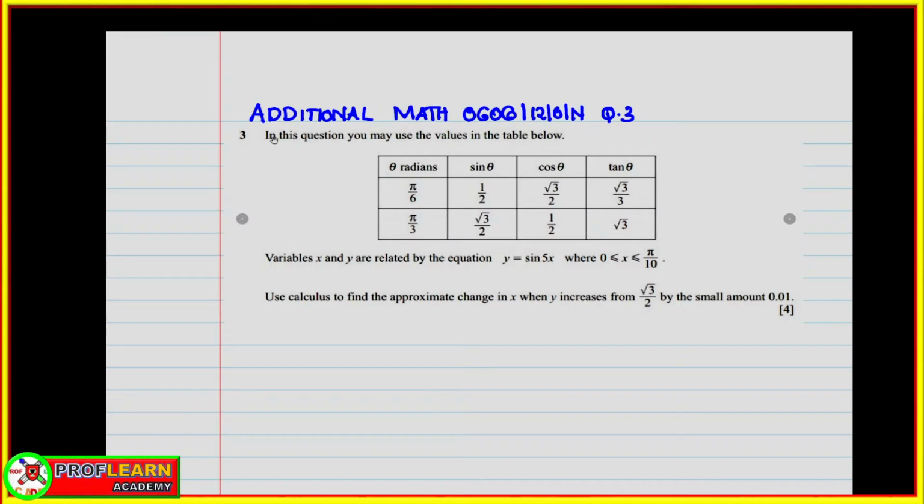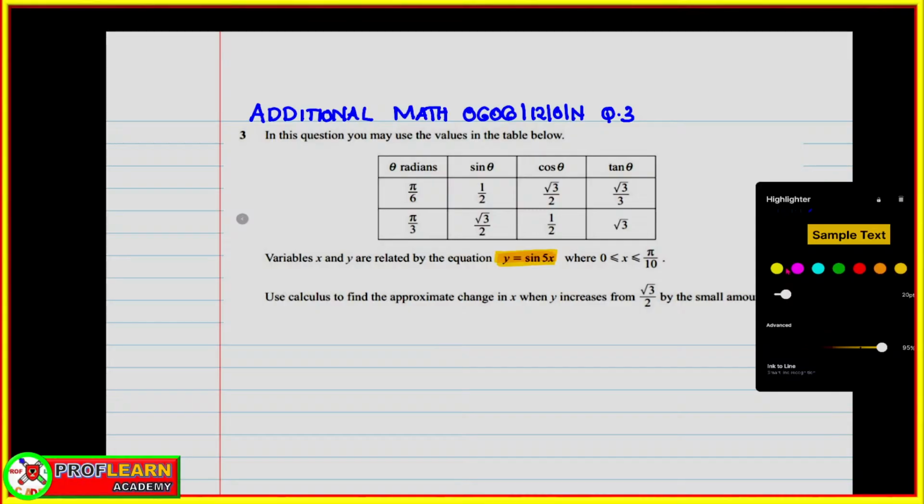We're going to look at a question whereby you're told that in this question, you may use the values in the table. Variables x and y are related by the equation y equals sine 5 theta. So we are provided with this information, and we are supposed to use it in order to work out this.